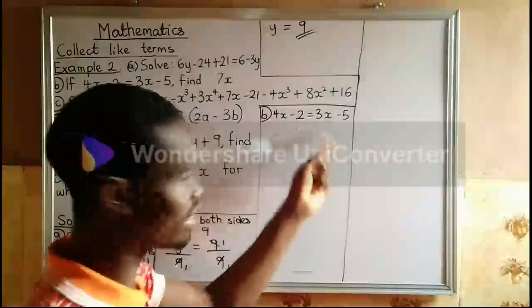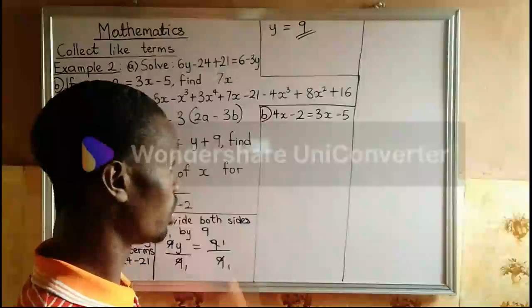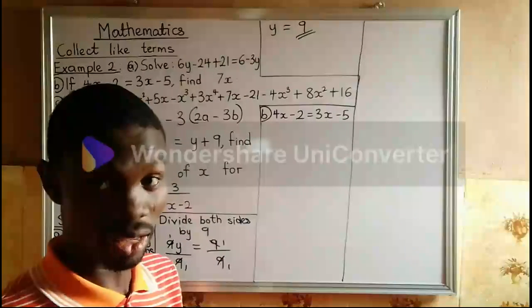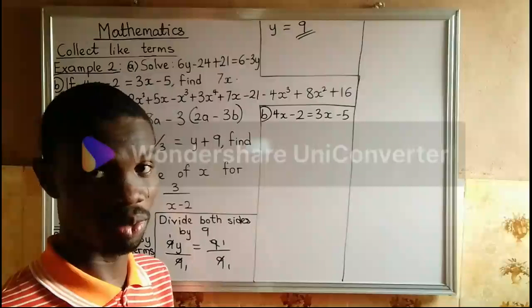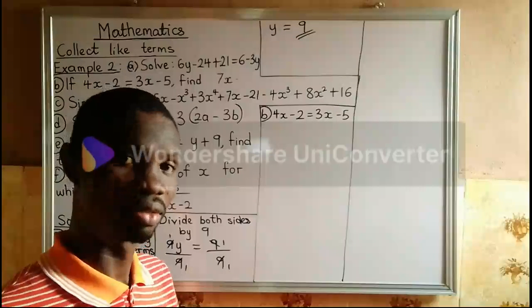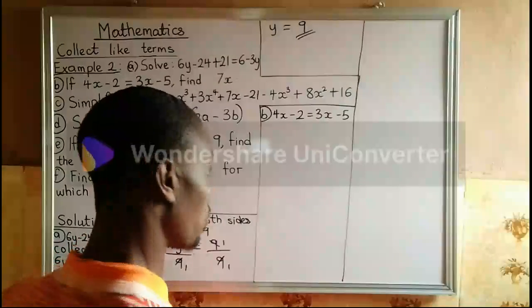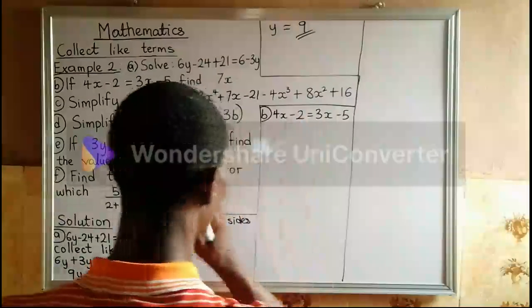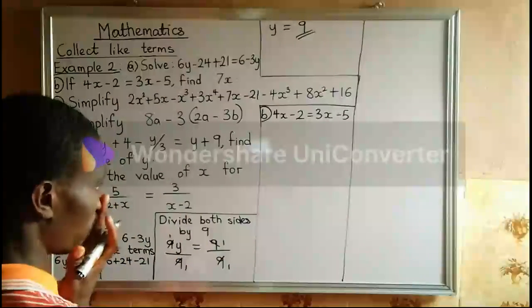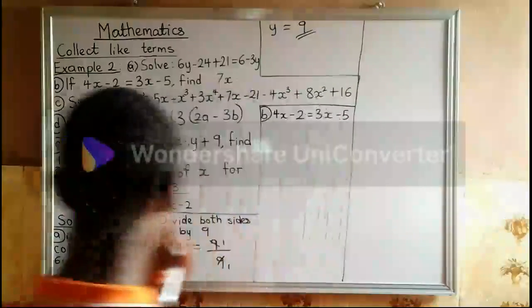We are not just finding x here, which is the variable in the equation. We are asked to find 7x. So the idea is you find x, which is the variable in the equation, first, then you find 7x. Without finding x, you can't find 7x. So how do we find x first before we find 7x?